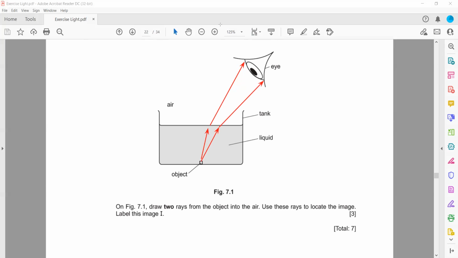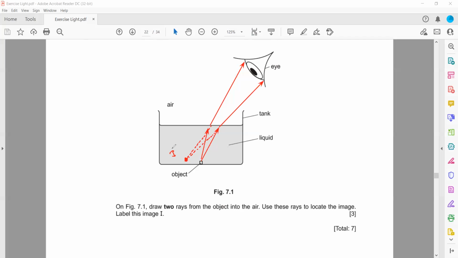So our brain senses the light as coming straight. When our brain traces them backward, this is the position where we will see this object. The object will appear closer to the surface, and in reality it is not there, it is just our imagination. That's why we also call this image a virtual image.